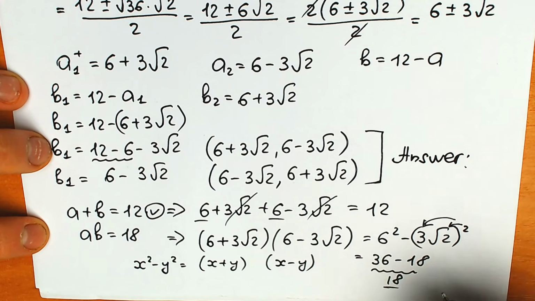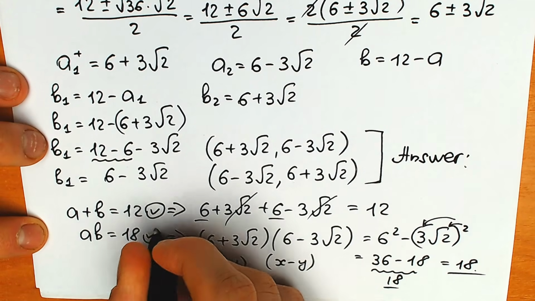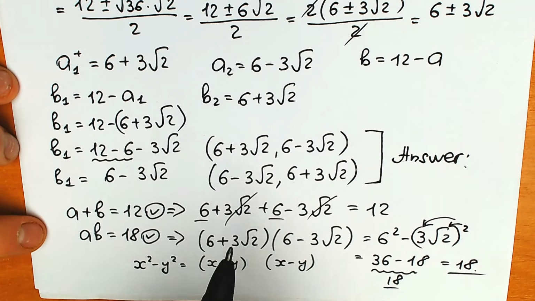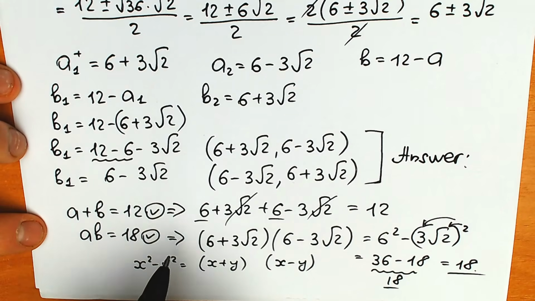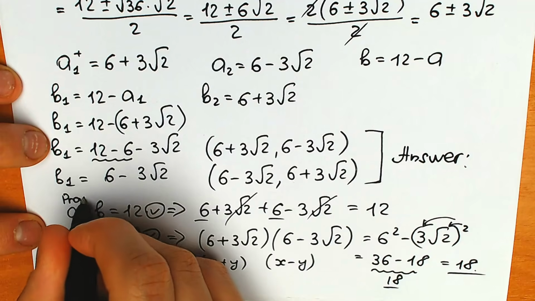I hope you see it right here. Oh, I write it right here on the right side. So 18. As a result, a times b equal to 18. So absolutely the same expression. So our roots are great. Our roots are absolutely correct. You can see this proof. This is a quick proof.